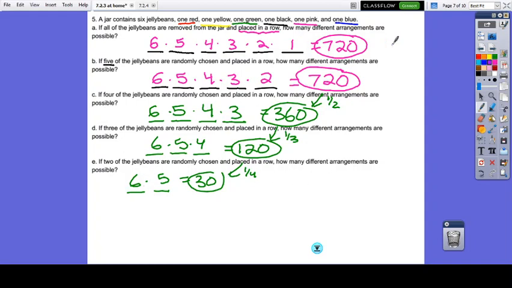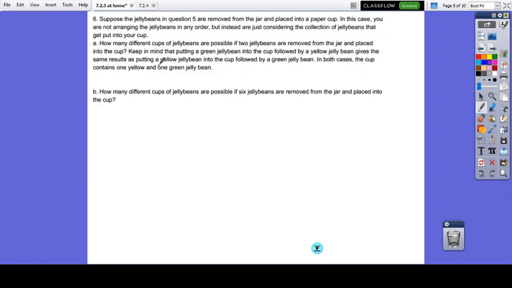Okay, so number 6, based off of that, suppose the jelly beans in question 5 are removed from the jar and placed into a paper cup. So in this case, you are not arranging the jelly beans in any order, but instead are just considering the collection of jelly beans that get put into your cup. How many different cups of jelly beans are possible if 2 jelly beans are removed from the jar and placed into the cup? Keep in mind that putting a green jelly bean into the cup followed by a yellow jelly bean gives the same result as putting a yellow jelly bean into the cup followed by a green jelly bean. In both cases, the cup contains 1 yellow and 1 green jelly bean.